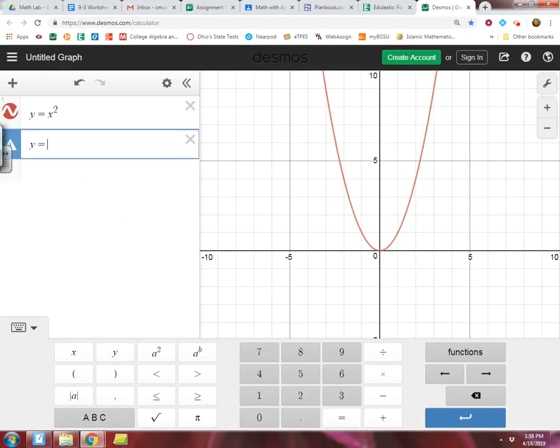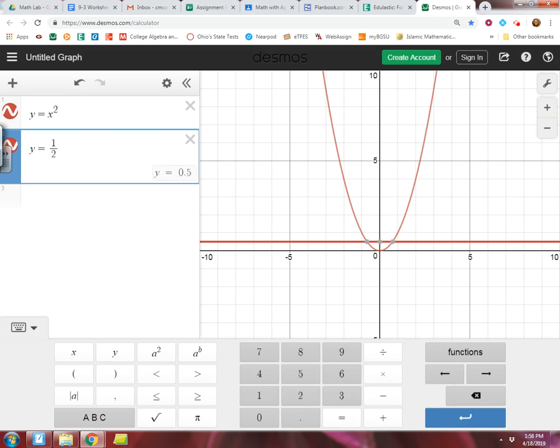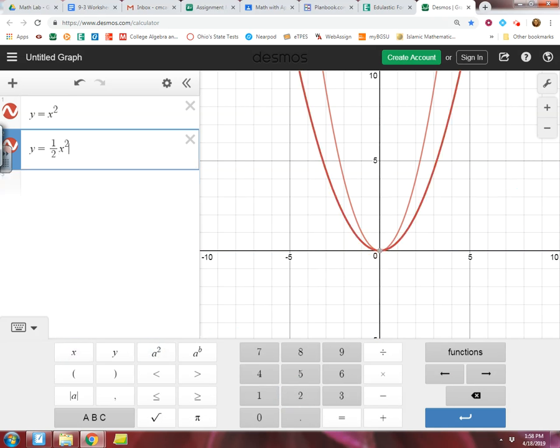Y equals 1/2 x squared. Oh, hold on a second. Did it make it wider? Yes, it did. What if I make it a smaller fraction? Can you give me a fraction that's smaller than a half?